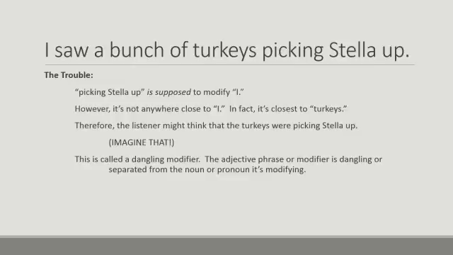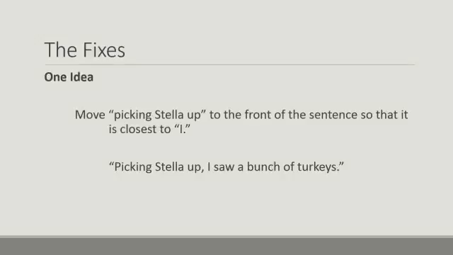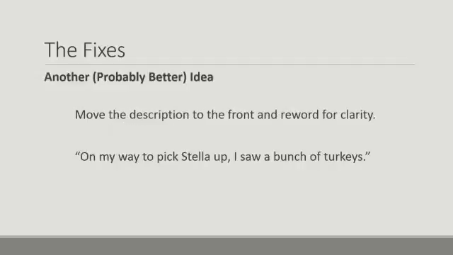So how can we fix this? Well, one idea is to move picking Stella up to the front of the sentence so that it's closest to I. So I could say, picking Stella up, I saw a bunch of turkeys. And now here that's a little bit clearer, right? We don't have the image, unfortunately, of these 10 or 12 turkeys grabbing onto Stella and trying to fly away with her, like something out of The Wizard of Oz. So that's one idea. But is that the best idea?